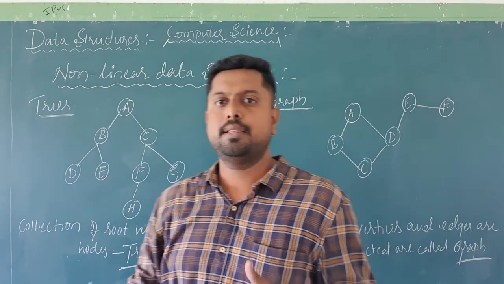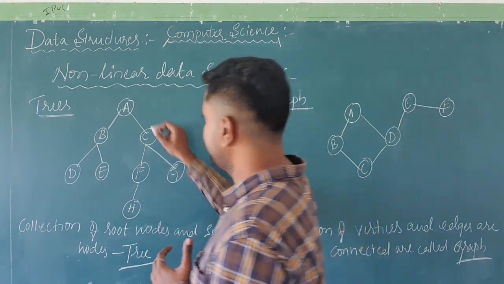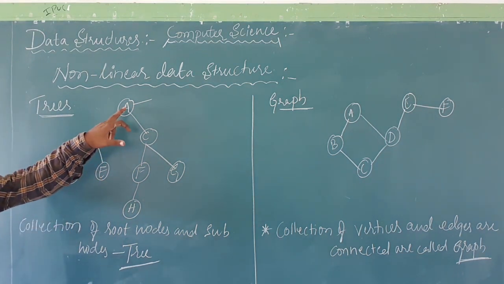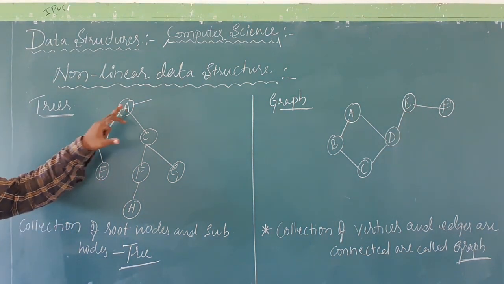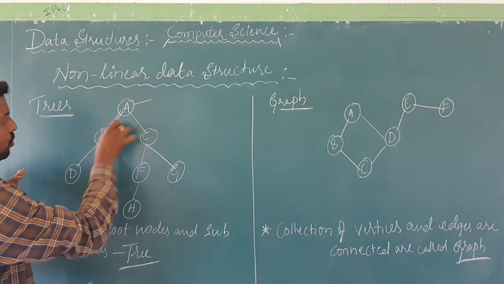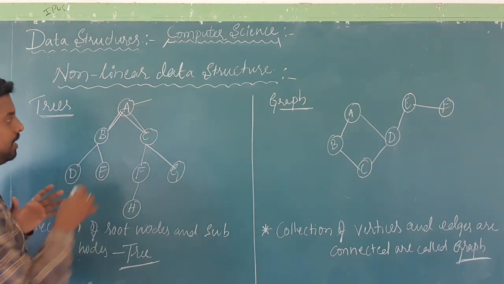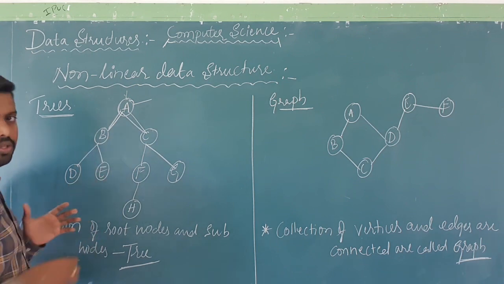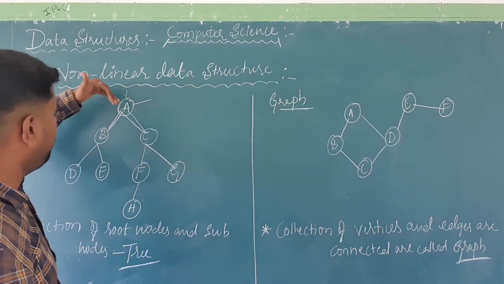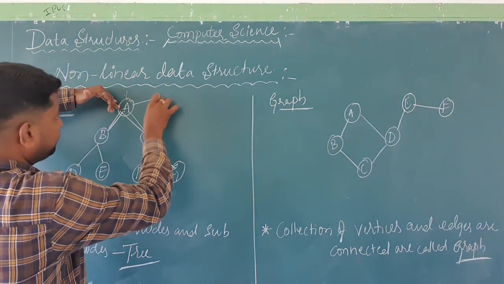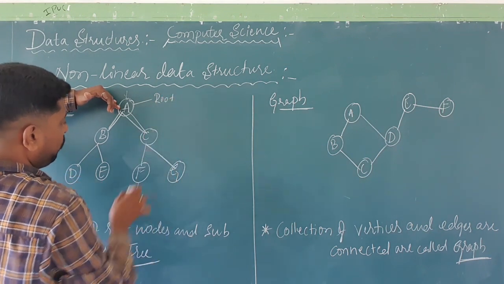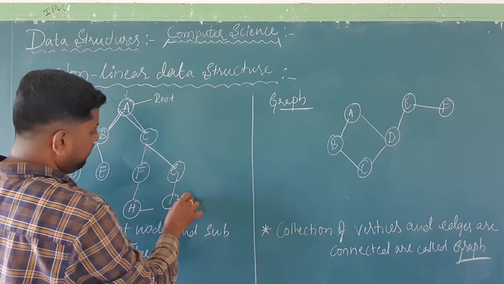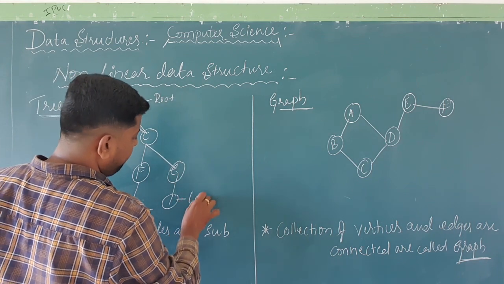In the tree, some definitions will come. What is a root node? A root node is a type of node which contains a minimum of two subnodes, and the root node is not connected to any other node above it. Here, A will be the root node, and G, H, and I will be leaf nodes.